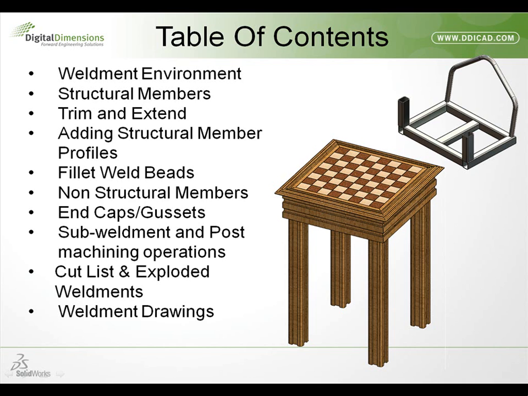We'll talk about dealing with non-structural member components, things like off-the-shelf parts or custom parts that you may build, or maybe even additional plates that you want to add to your weldment. I'll show you how to add end caps and gussets. We'll talk a little bit about sub-weldment and post-machining operations. Sub-weldments are like sub-assemblies. You weld them up first before adding them to your top-level weldment. We'll talk about the cut list, and here's one of the tips, an exploded weldment. Then we'll finish up on Weldment Drawings.